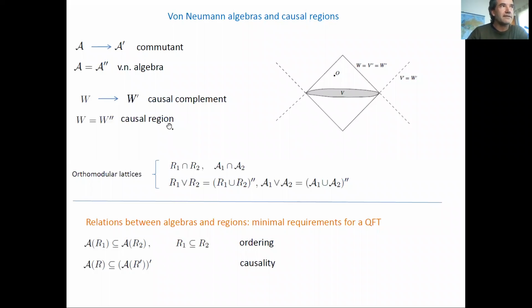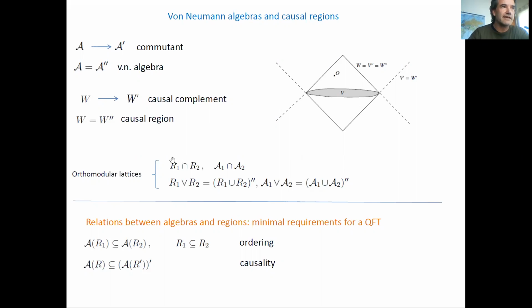And then you can see here that there is kind of a pre-established relation. So this nice thing that the algebras are equal to the double commutant, and the causal regions are equal to the double causal complement, and you have the causal complement and the commutant, and there is also some relation between these two things because of causality, that things that are spatially separated have to commute in quantum field theory. So one could think how these things are related more precisely.